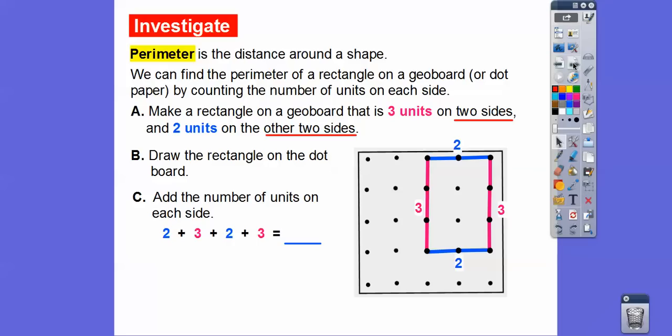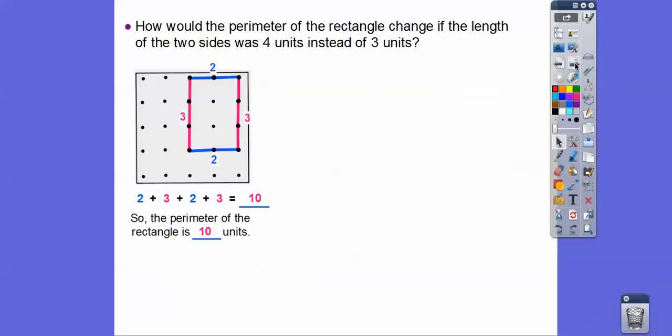When we add those numbers, we're just going to add 2 plus 3 plus 2 plus 3. I like to do this: 2 and 3 is 5, this 2 and 3 is 5 more, so 5 and 5 gives us 10. So the perimeter of this rectangle is going to be 10 units. Easy enough, huh?